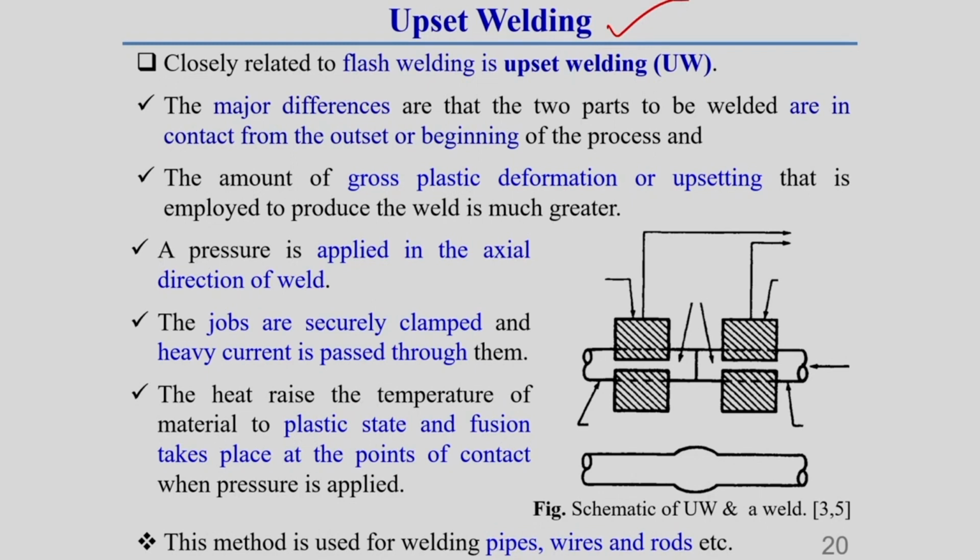This is another category. It is generally more or less similar to flash welding process, but it has some very important aspect that I will discuss in details about offset welding here. The major difference of this offset welding with flash welding is, here generally at the beginning these two workpiece contact each other. What I am telling, understand? That is why I have written here, the two part to be welded are in contact from the outset or beginning of the process itself.